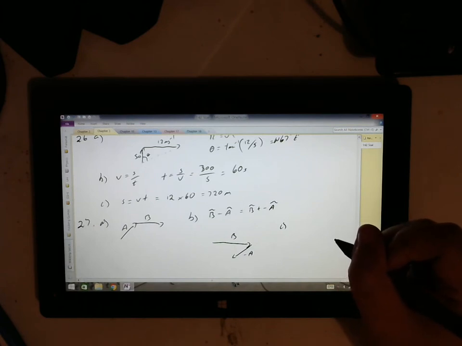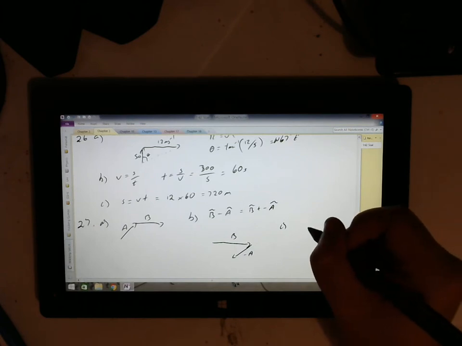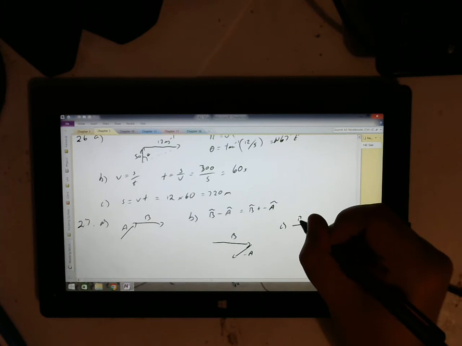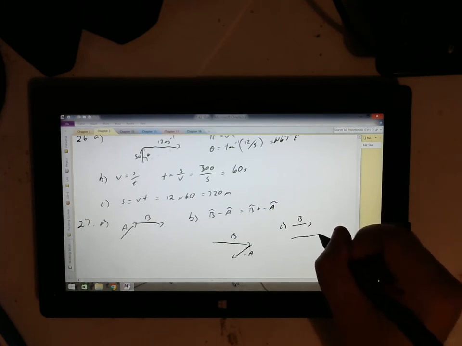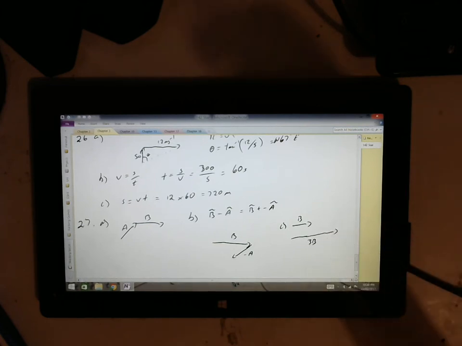Finally, C, multiply B by a factor of 3. Well, if this is B, and I made it shorter there, then we're just going to draw 1, 2, 3 lengths. We're just making it 3 times bigger.